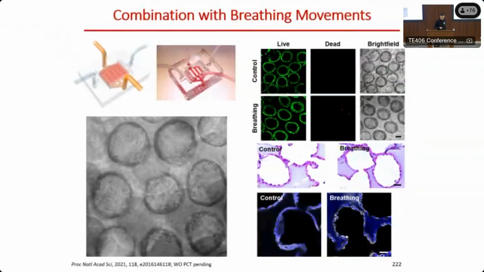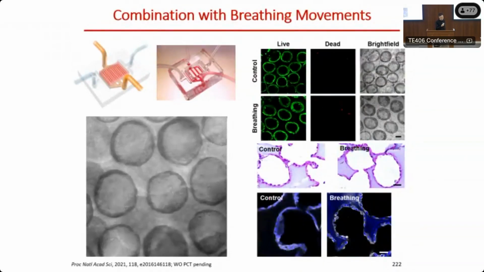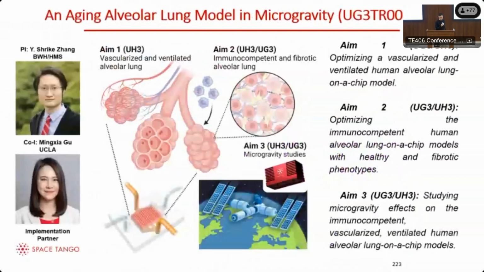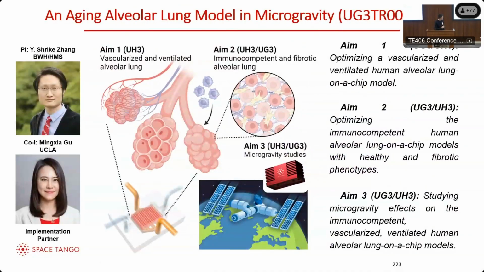So based on that, this is a very interesting model, but the issue with that is that we didn't have any vascularization there, right? Or immune cells in there. So based on that, we actually designed this Tissue Chips in Space project by expanding that into a model that's more physiologically relevant.